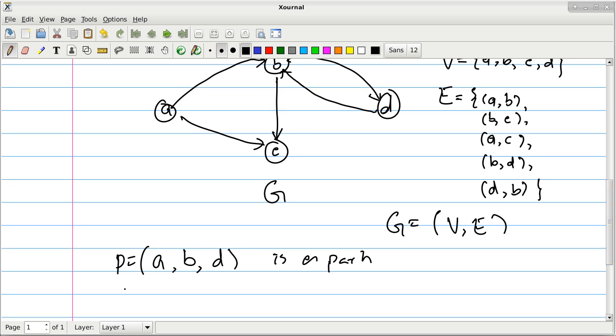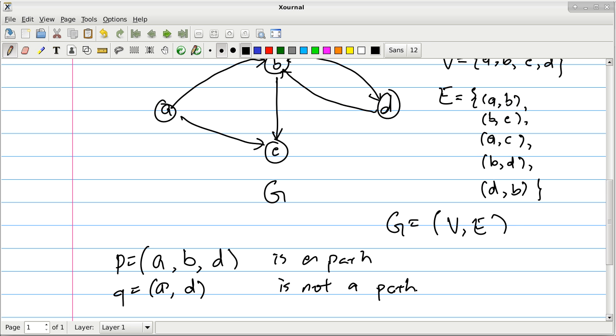Let's show something that is not a path. Let's say Q is A, D. This is not a path, because there's no edge going from A to D. But can we go from A to D using more than one edge? The answer is yes. But the path has to be done in a way so that between any two adjacent vertices in the path, there has to be an edge. That's why AD is not a path. Even though we can go from A to D, we need to go through two edges, but there's no single edge bringing us from A to D.